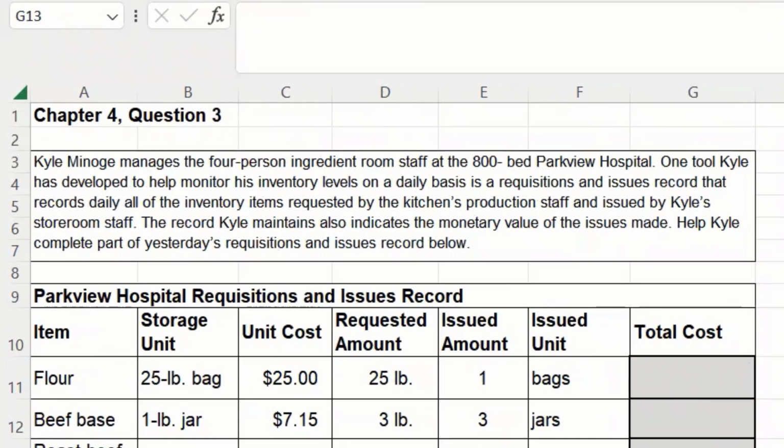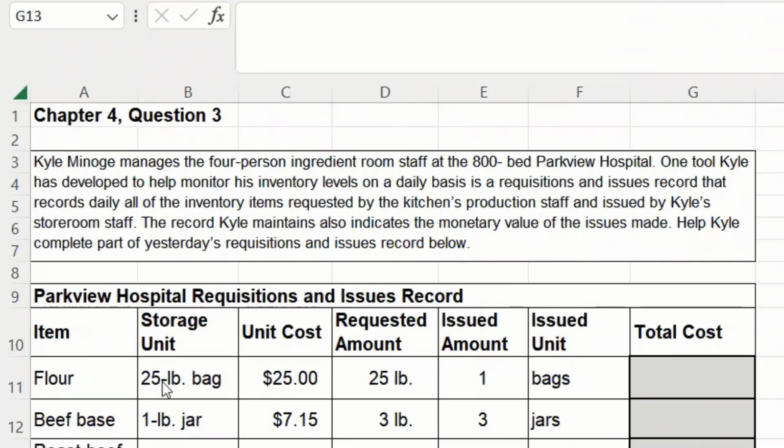Question number 3. Now, Kylie Minogue manages the 4-person ingredient staff room at the 800-bed Parkview Hospital. One tool Kylie has developed to monitor his inventory levels on a daily basis is a requisitions and issues record that records all the daily inventory items requested by the kitchen's production staff and issued by Kyle's storeroom staff. The record Kyle maintains usually indicates the monetary value of issues made. Help Kyle complete part of yesterday's requisitions and issues record below.